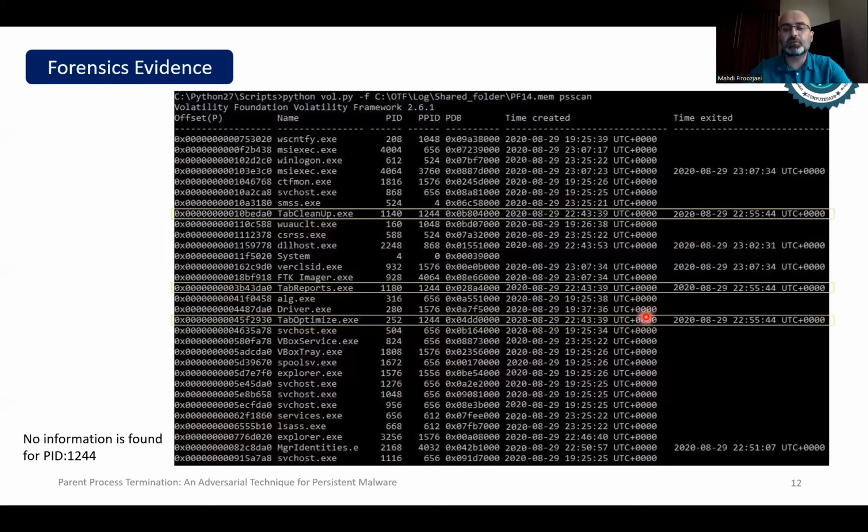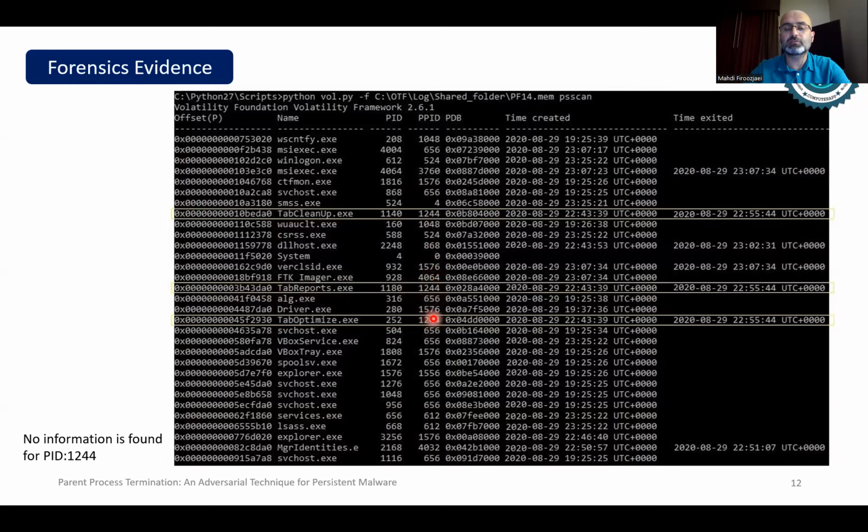As you can see here, this memory dump shows the running processes on the system. In that column, the name of the process, you can see the names of these three children processes. The third column shows the process ID, so each of them has a different process ID. And the fourth column shows the parent of each process, the PPID. If you check all of these three processes, you can see that they have the same parent process ID, 1244.